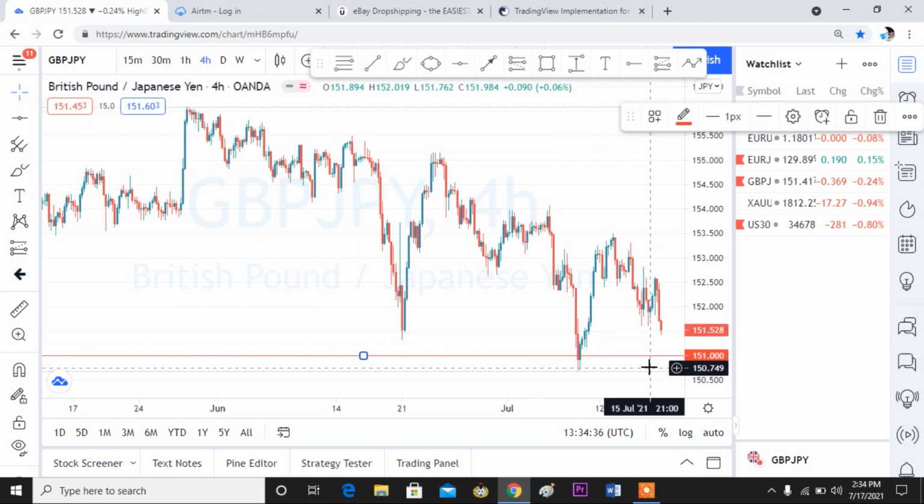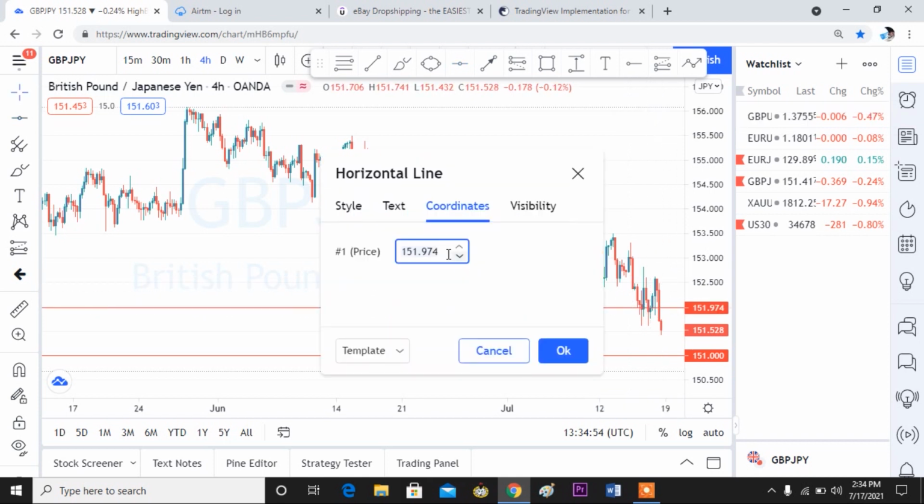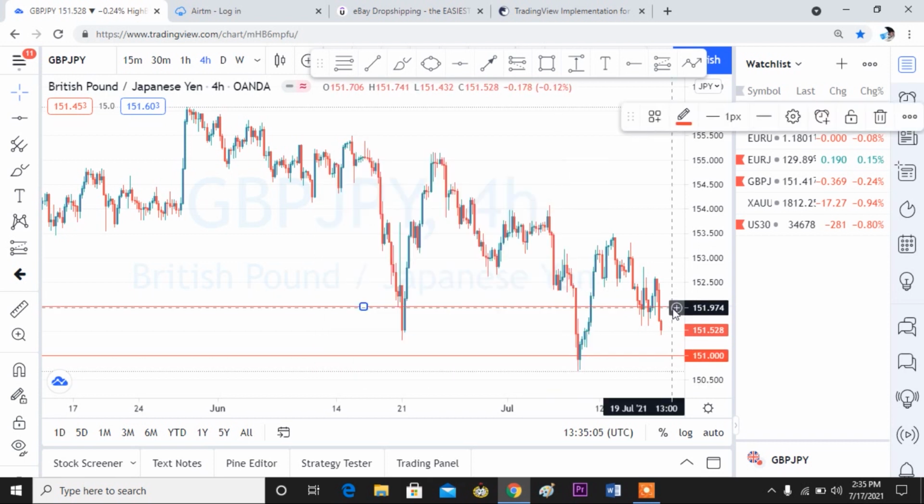So here is a whole number, 151.00. Now the second one you want to pull out is the next psychological level, the next whole number. So the next whole number we have here is 152. It's just as simple as this, and this level acts as a support and resistance level. You click OK, so we have one here. The one above the price is now acting as a resistance level, and the one below the current price level is now acting as a support level.